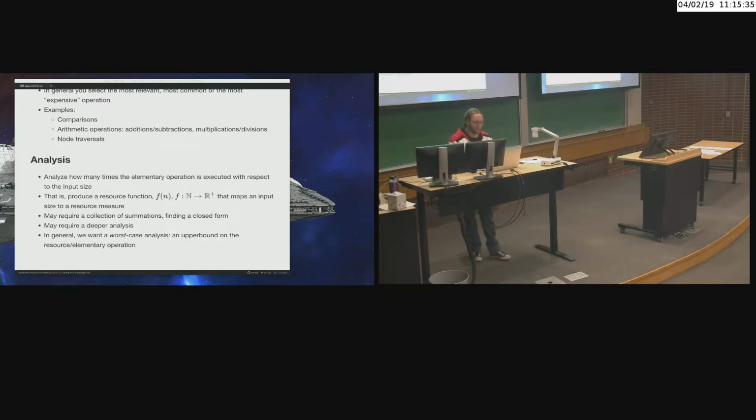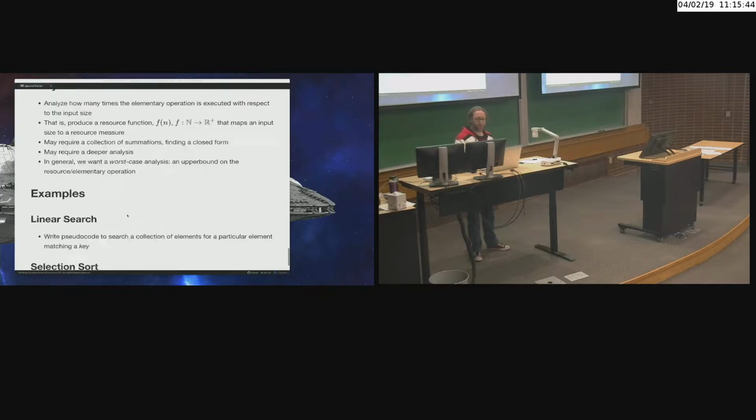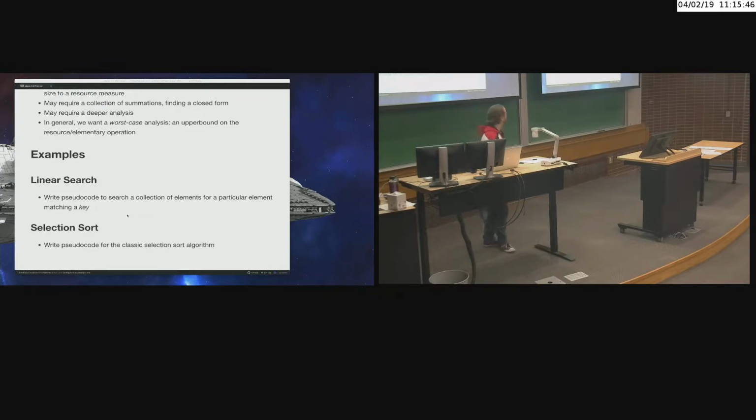So the examples that I want to do here, and I'm going to switch over to the overhead projector, are two algorithms that you've seen before, hopefully, from CS1: linear search and selection sort. We'll write the pseudocode together to get more practice with pseudocode, but hopefully you're familiar with them already. Linear search is just, given a collection, say an array, and a key, start at the beginning and search through until you find something that matches the key.